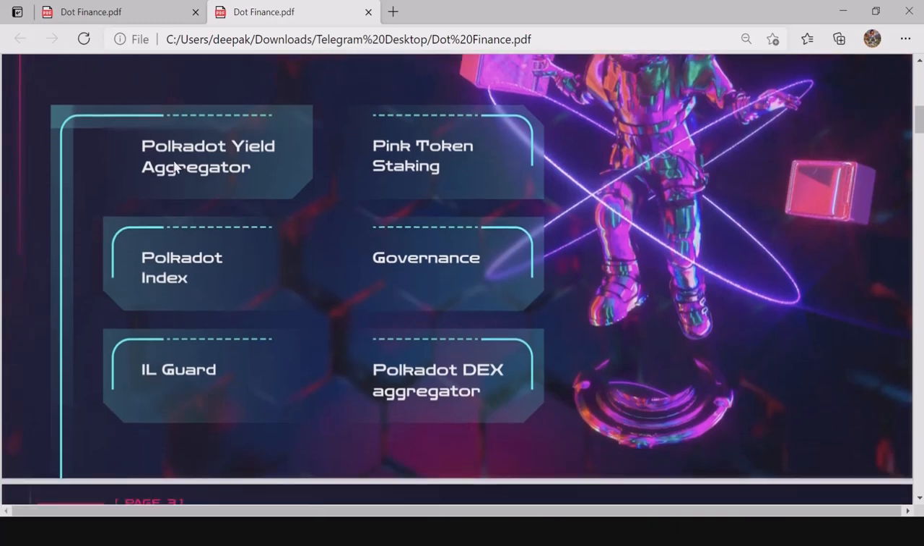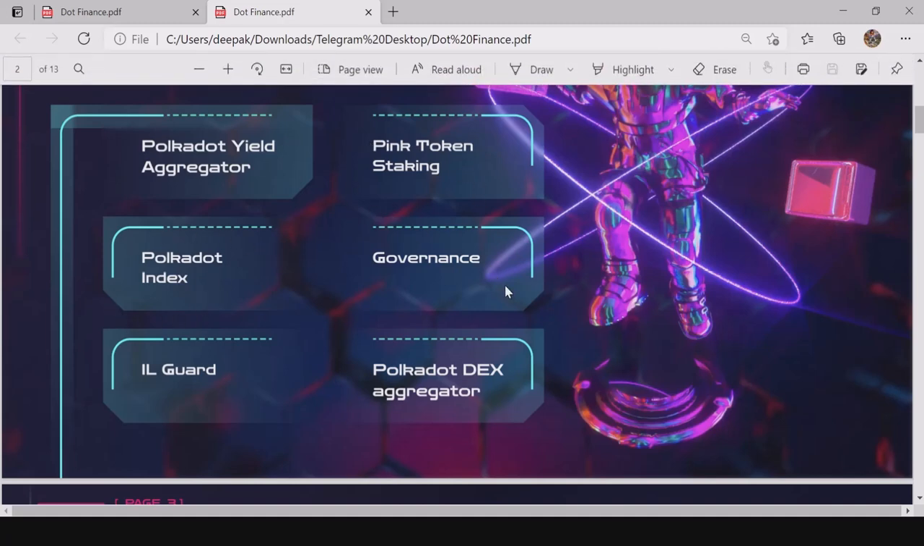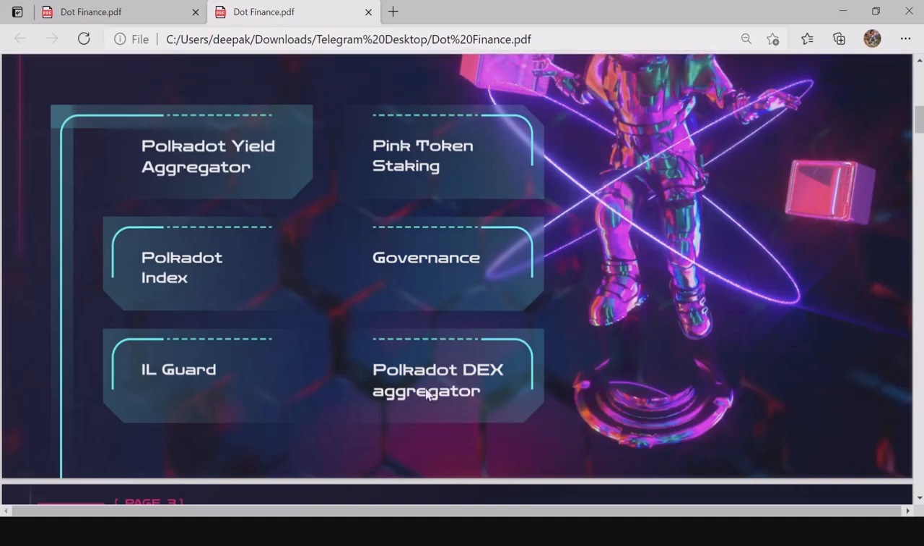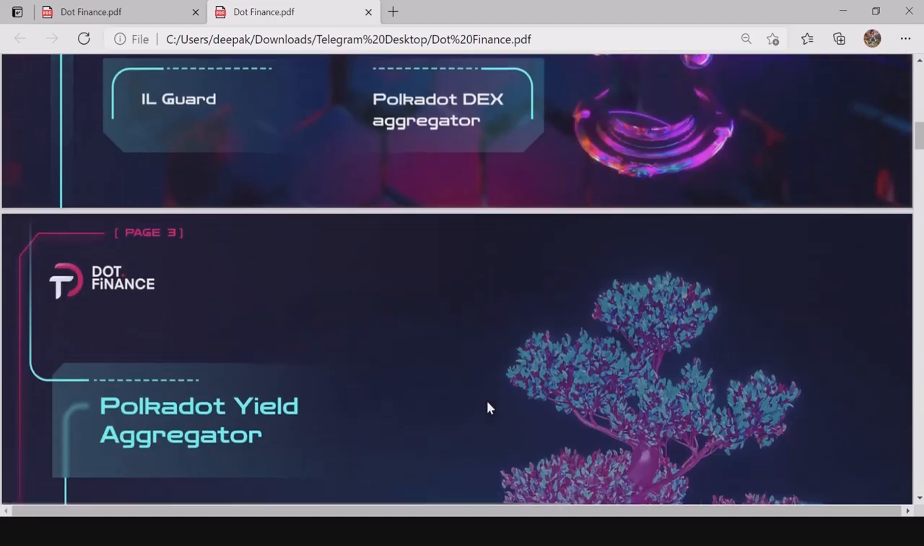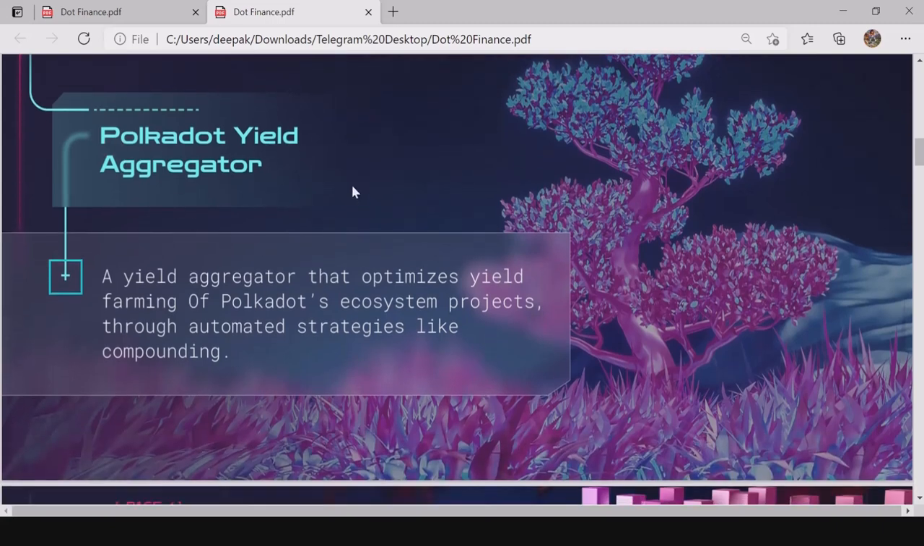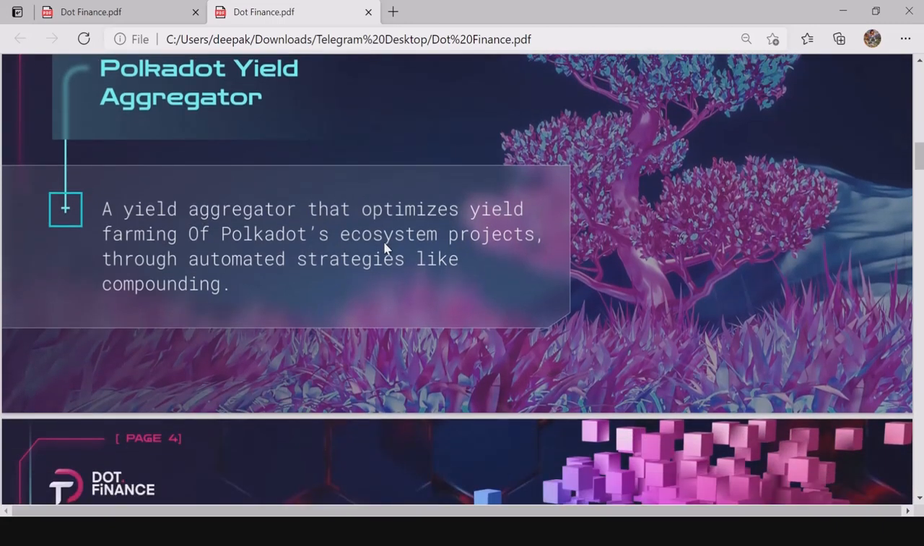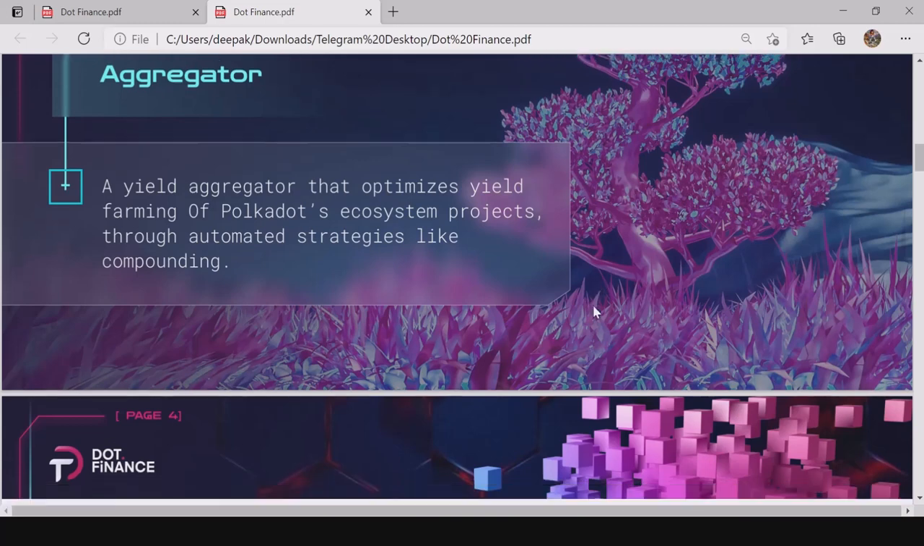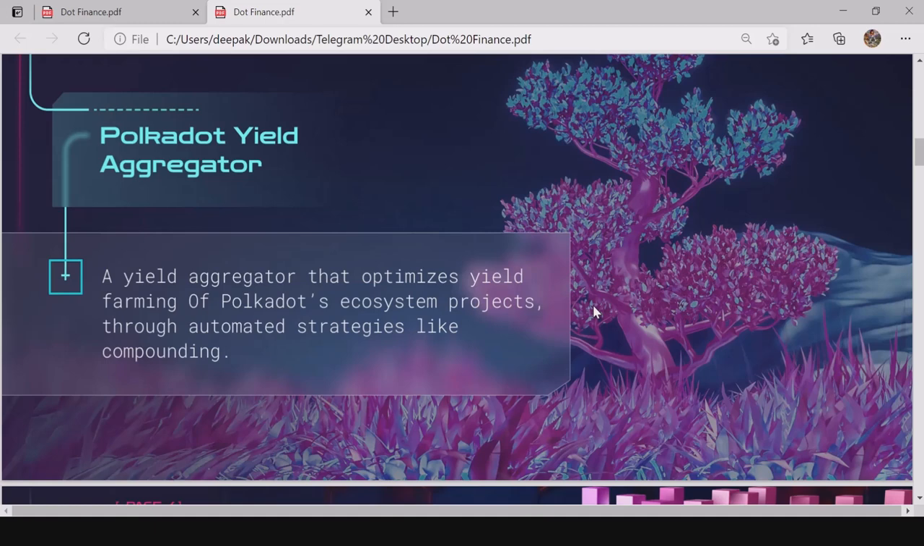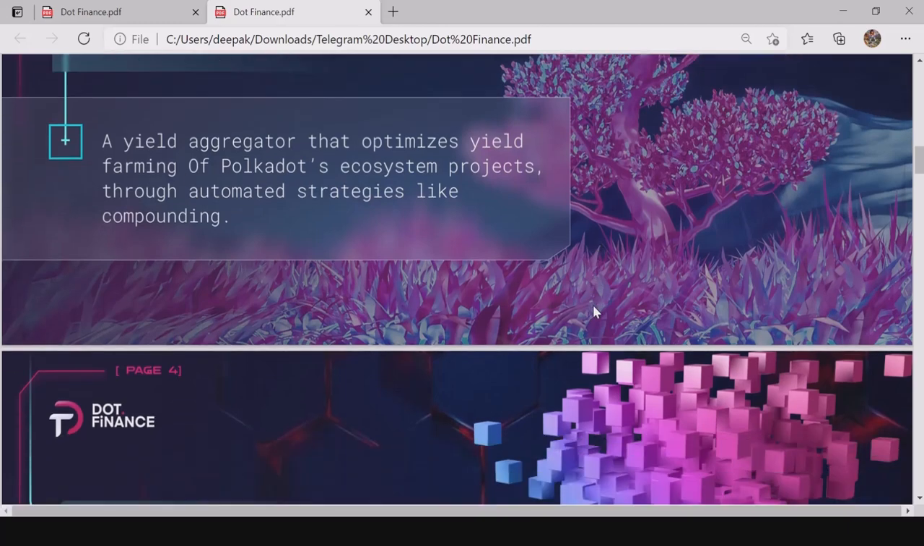So the platform is a yield aggregator. Okay, their native token is the Pink token, where you can stake. Their products include the Polkadot Index, the governance, the IL Guard, initial liquidity guard, and the Polkadot DEX aggregator, right? So what is the Polkadot Yield Aggregator? It's a yield aggregator that optimizes yield farming on Polkadot ecosystem projects through automated strategies like compounding. Okay, so they will find the best places for you to get good yields, good APYs. So it'll be all in one place, you know.